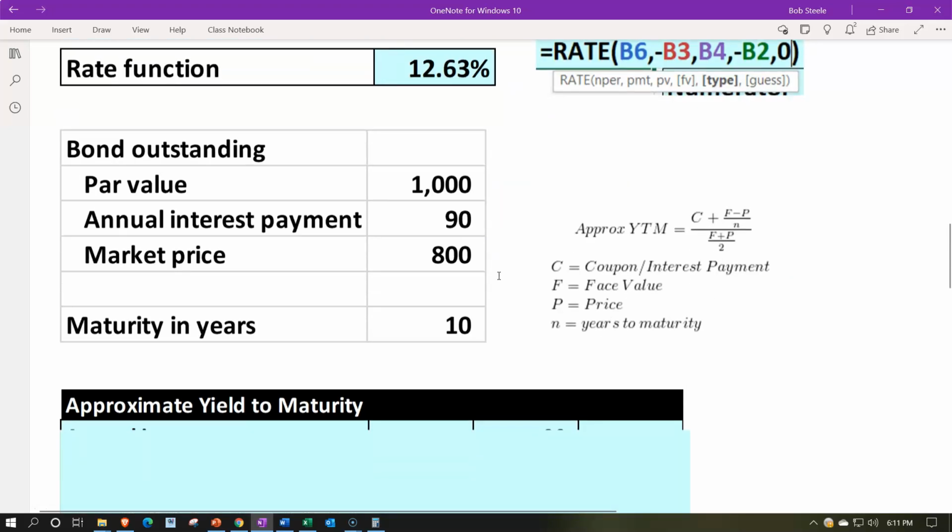So then if we do it again, this is the new thing. We could do an approximate of it with a formula. Now there's a couple ways that you may see this formula. It's kind of a complex looking formula just because there's a lot of division components in it. But if you do it a couple times, it's not too bad. And we'll have a couple variations of it as well. So C is going to be the coupon or the interest payment plus F minus P, and that's going to be the face amount minus the price over N, which is going to be the years to maturity, over F or the face amount plus P, which is the price, divided by 2.